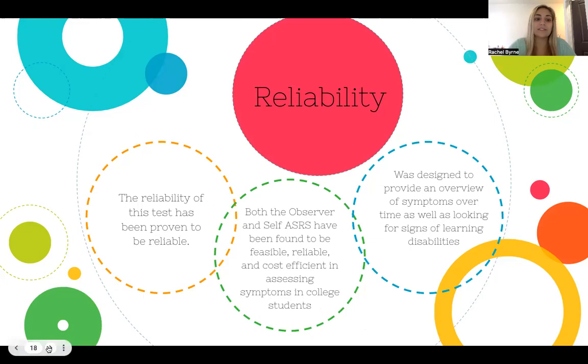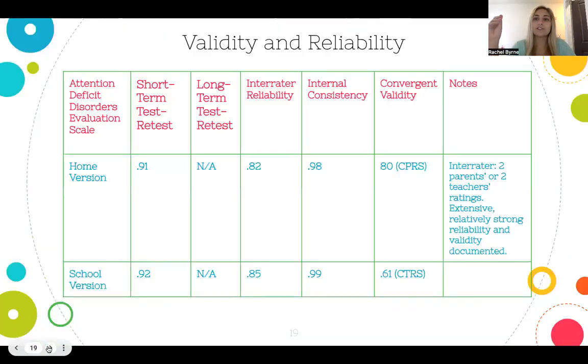And so this next graph goes into breaking down the assessment. It goes into the school version and the home version. So I added all the data points on how short term it was, how long term, how reliable it was, and how consistent it was. And then notes going into all that it showed throughout the whole thing.